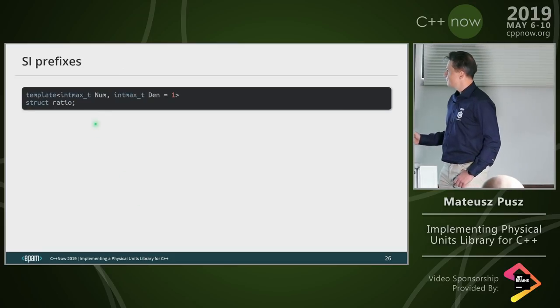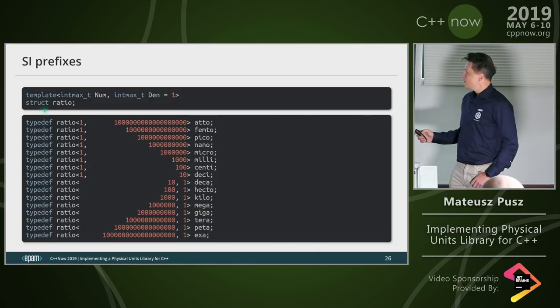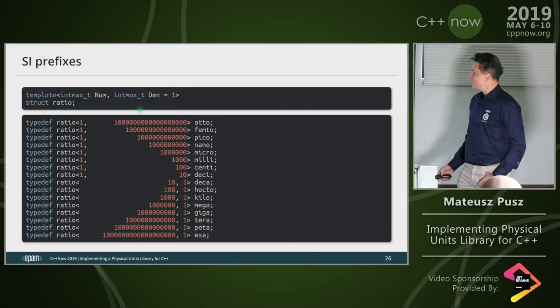There are a lot of prefixes. We have std::ratio that is doing this right now, nicely in our standard. And these are basically the most important ones.